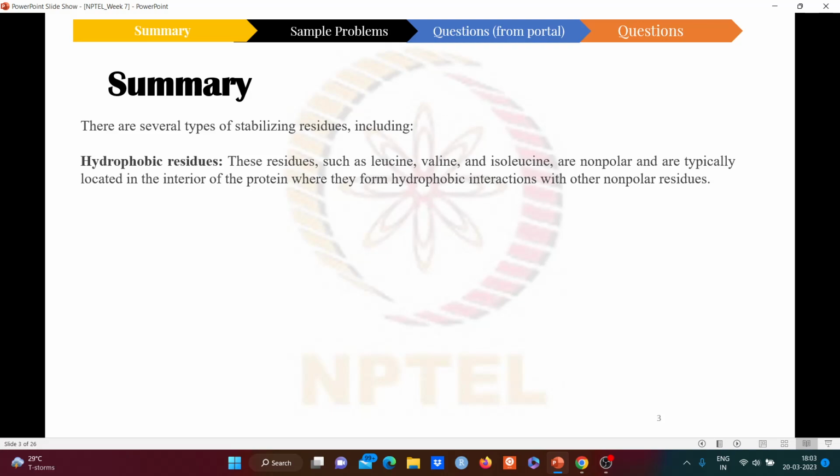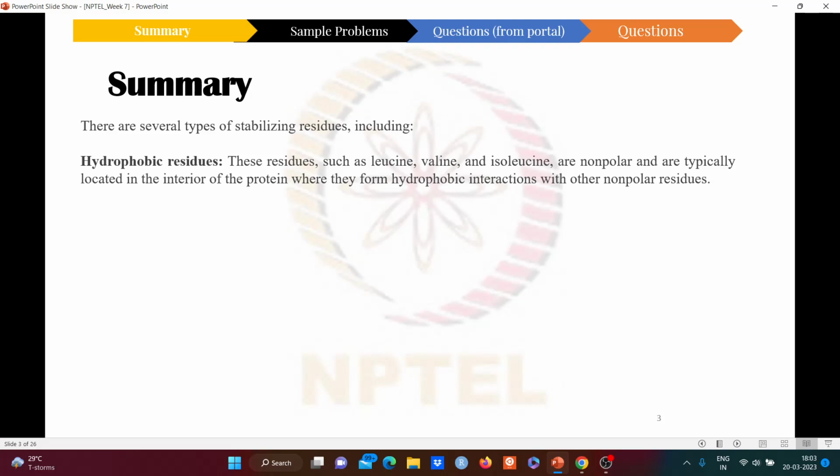This stability is needed for functional reasons. These stabilizing residues are usually located in the core of the protein and are involved in stabilizing the protein's secondary, tertiary and quaternary structure through various interactions. So here I will be discussing some of the stabilizing interactions that proteins have.